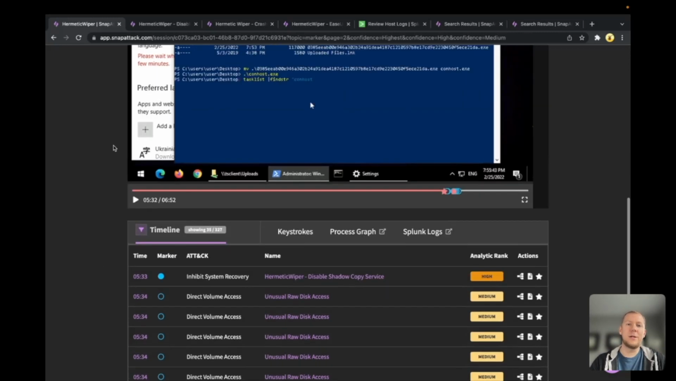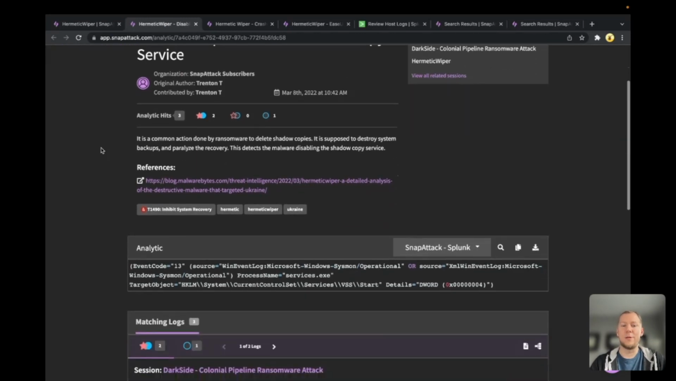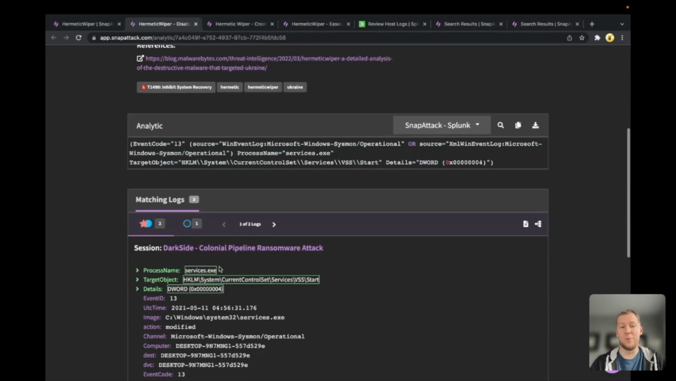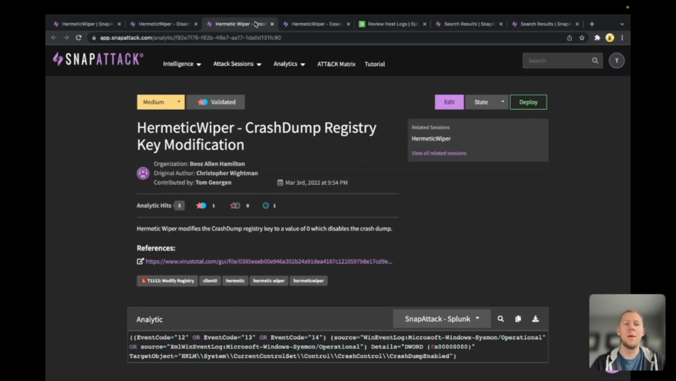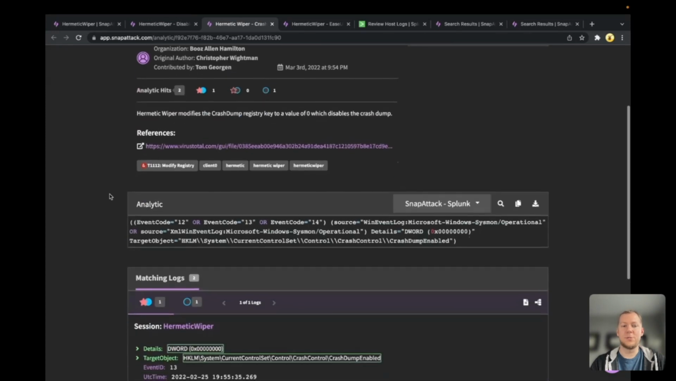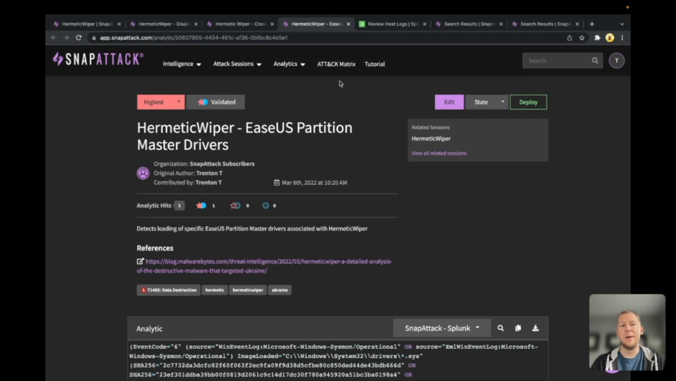So this malware is pretty destructive. Taking a look at some of the analytics that we have here in the system. So this one here is, again, disabling the volume shadow copy service. We can see here DarkSide, the Colonial Pipeline ransomware, was another one that used this technique, but this is also here used by HermeticWiper. We also have that crash dump registry key modification here, which we can see HermeticWiper uses, but there are definitely others. It's not necessarily exclusive. This would be a very high confidence analytic.